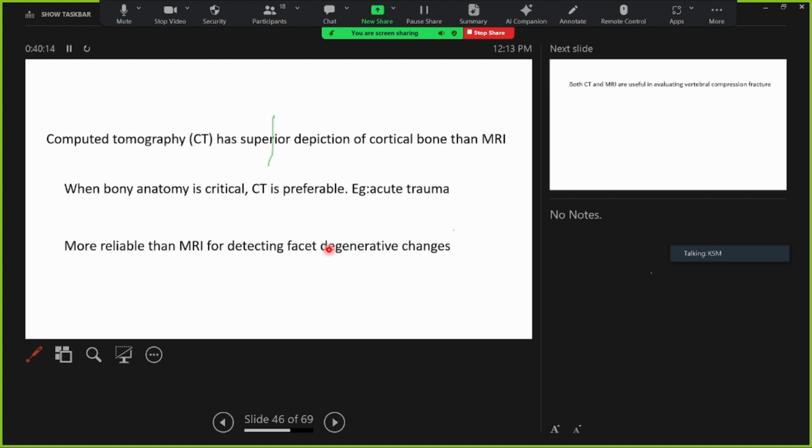CT is superior to MRI in assessing cortical bone. If the bony details are critical, like in trauma patients, you should do a CT, not an MRI. Another thing is facet joint problems, where again CT is more sensitive.